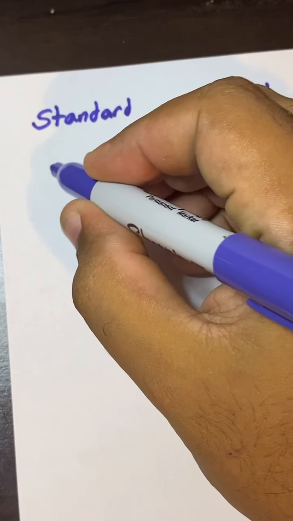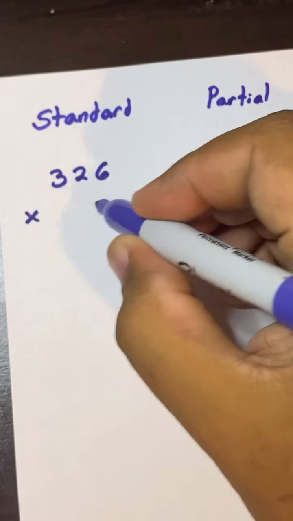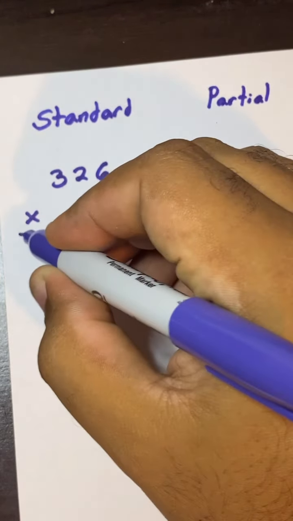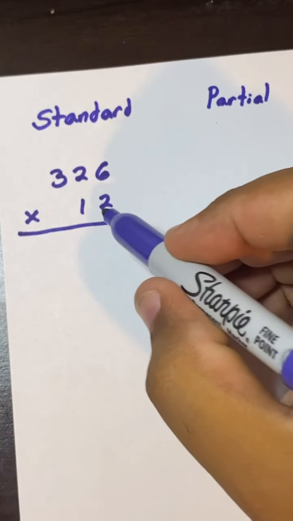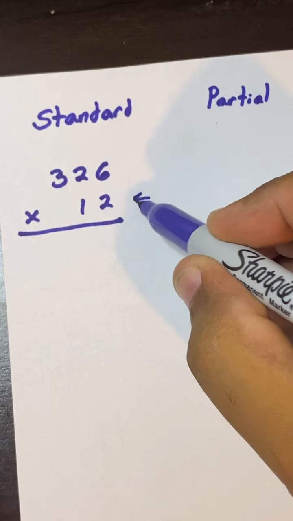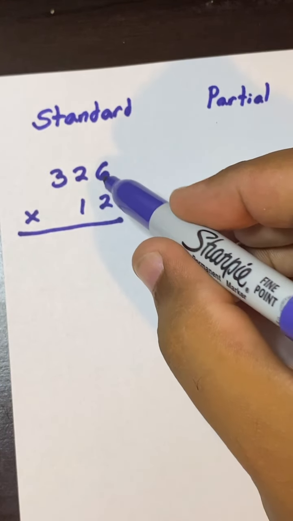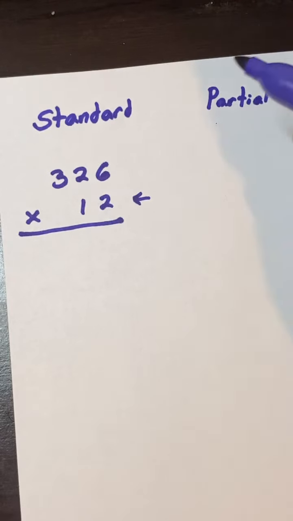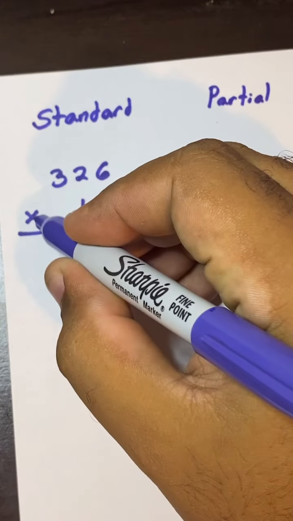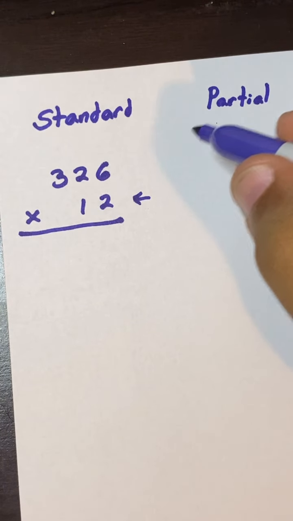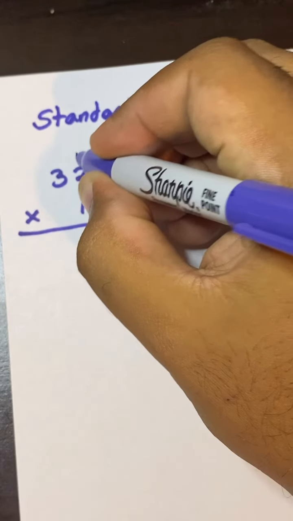We'll take an equation like this. Let's say 326 times 12. Okay. So for this, the rule is the numbers that are in the bottom here must each be multiplied to the numbers on top. So for example, 2 times 6, 2 times 2, 2 times 3. Okay? And I will go step by step. So our first number is 2 multiplied by 6. If you know your multiplication tables, that equals 12. The 2 will go down here, and the 1 will go here.